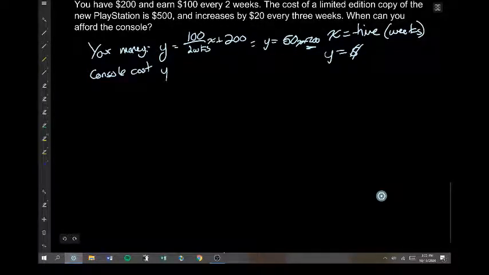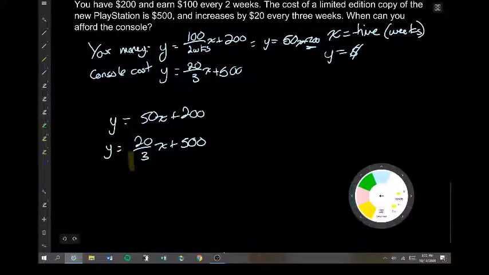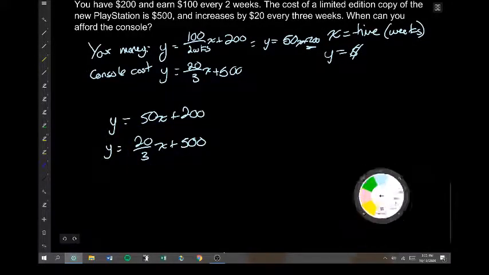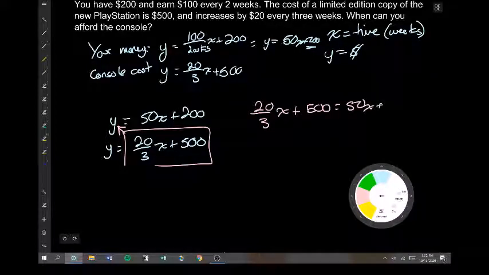For the console, its cost is $500 as its starting point, and it's going up by $20 every 3 weeks. So my equations are y equals 50x plus 200, and y equals 20 over 3 x plus 500. These are my two equations. I want to substitute and solve. I'm going to take this and plug it in here. So I have 20 over 3 x plus 500 equals 50x plus 200.